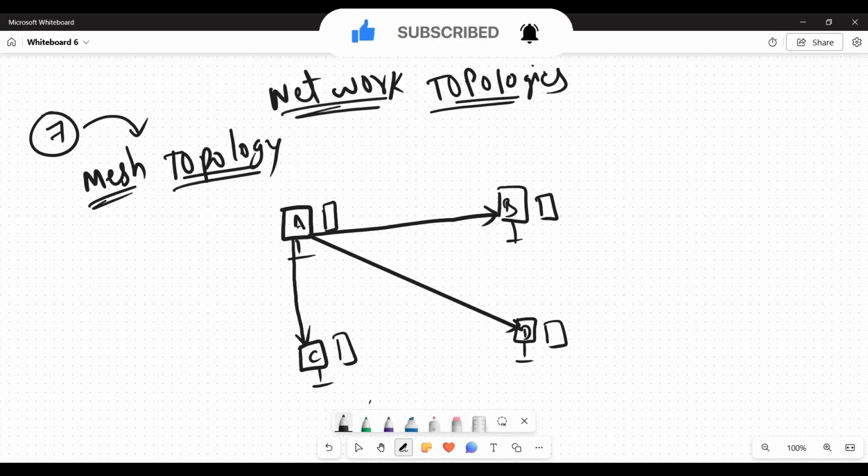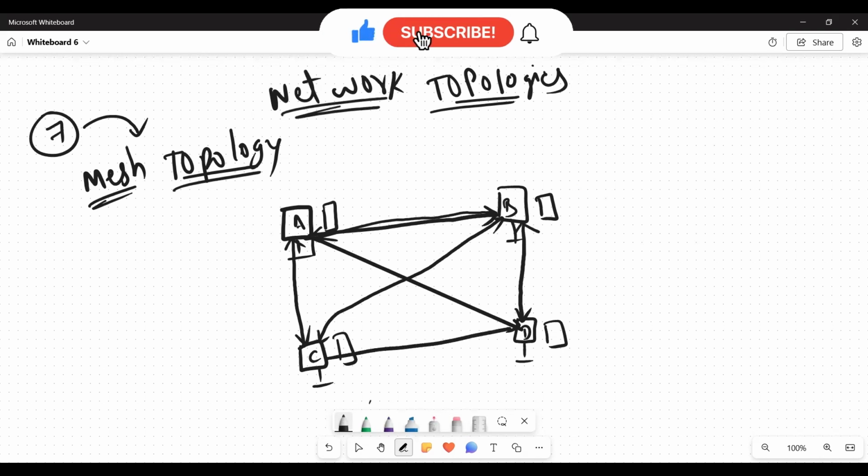Now, B has to be connected with A, and D also has to connect with A, and C also has to connect. Now, B should connect with D, and D should always connect with B. And B wants to connect with C, and C should connect with B. And now C and D connection would be possible, and D and C will be possible. That means each and every device should be connected with every other device in the network.